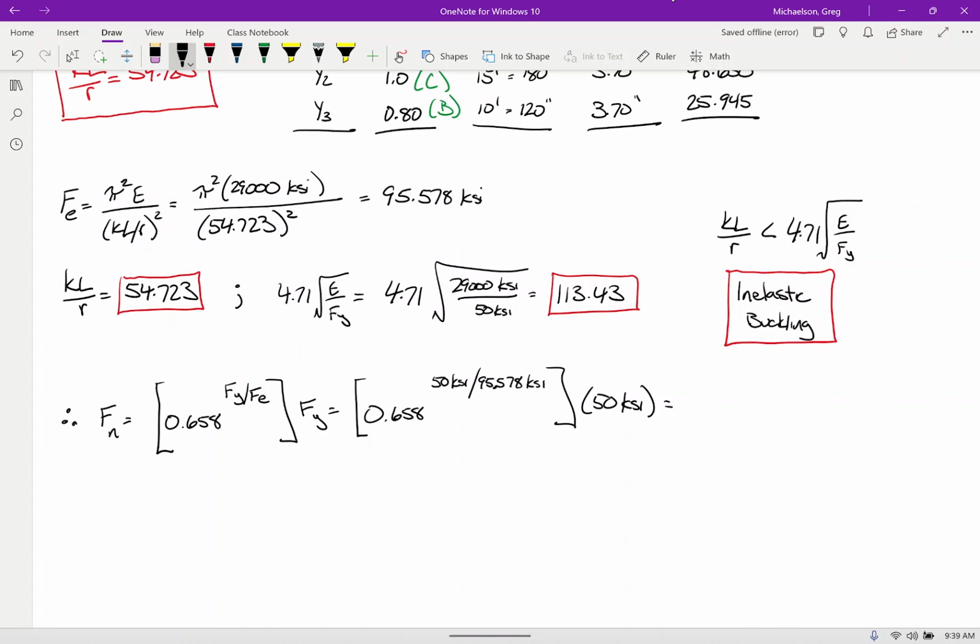And remember, that's an exponent. You're not multiplying by that fraction. It's 0.658 raised to that fraction. That fraction looks like it's going to be about 0.49, 0.48. So it would be 0.658 raised to that, and then that times 50.